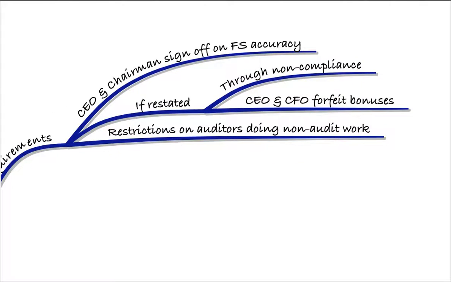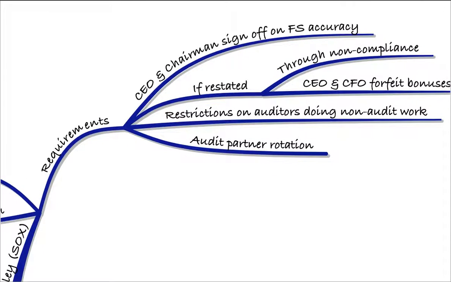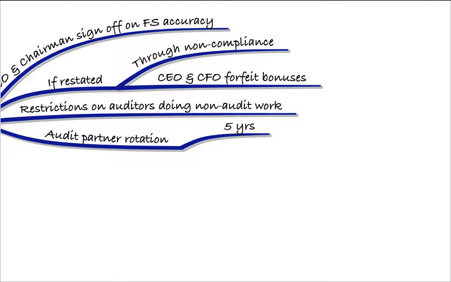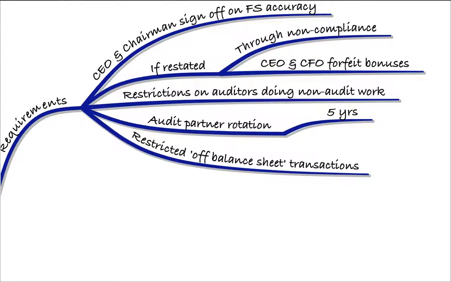Also, there are restrictions on the auditors doing non-audit work. Again, that's because Andersons, the auditors of Enron, were complicit in the fraudulent behaviour. Audit partner rotation after 5 years is required under Sarbanes-Oxley, and there are restrictions on off-balance sheet transactions.